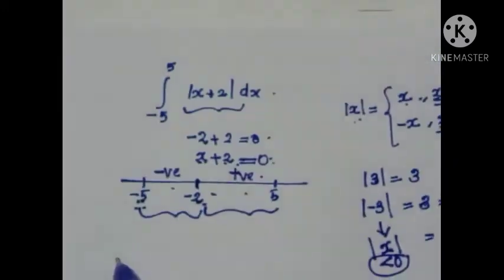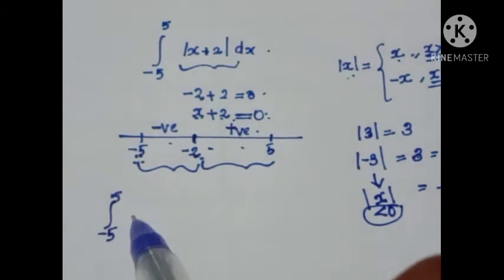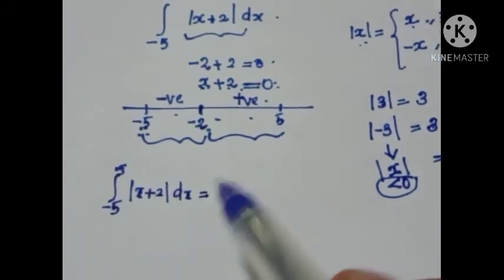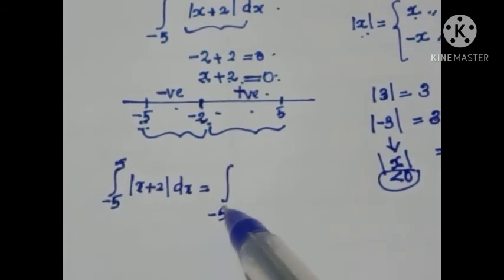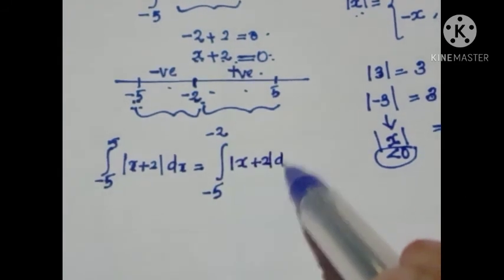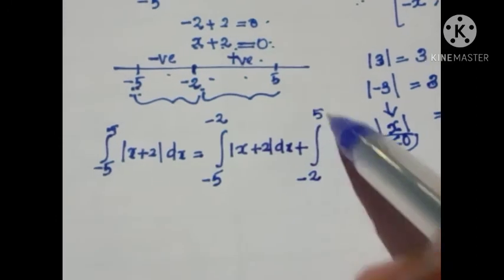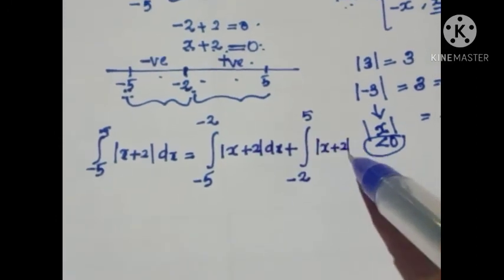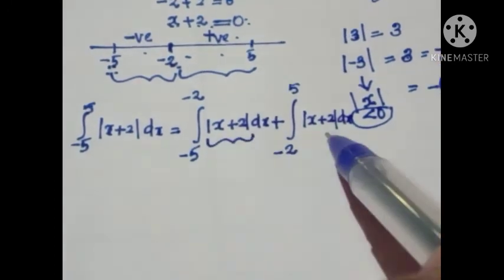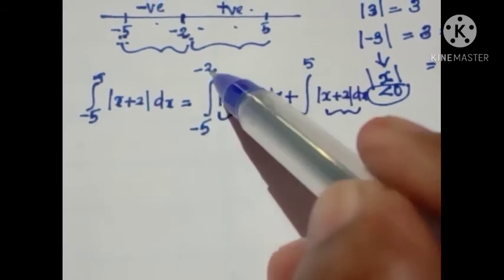So, the given integral, the integral from minus 5 to 5 of modulus of x plus 2 dx, is divided into the integral from minus 5 to minus 2 of modulus of x plus 2 dx plus the integral from minus 2 to 5 of modulus of x plus 2 dx. Now we want to define this modulus function. Listen, the limits minus 5 to minus 2.